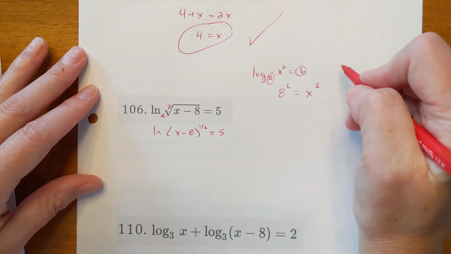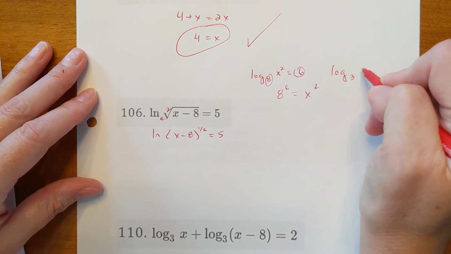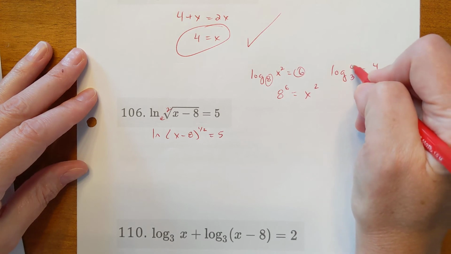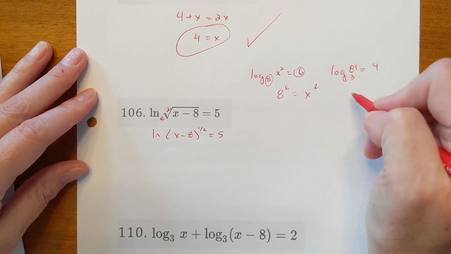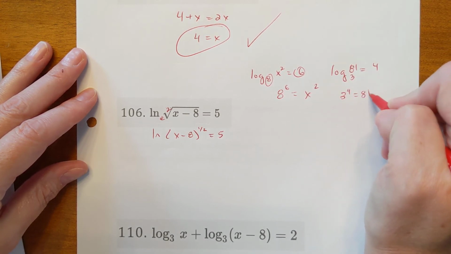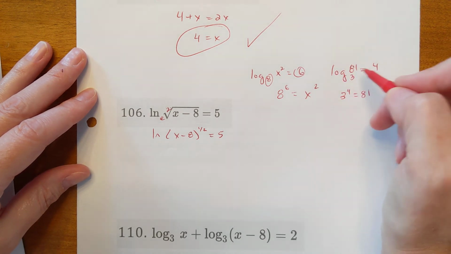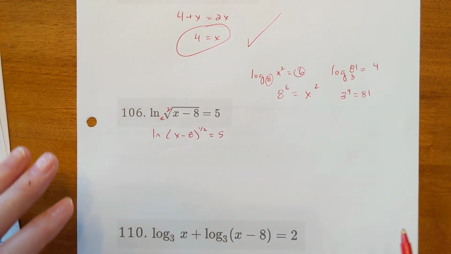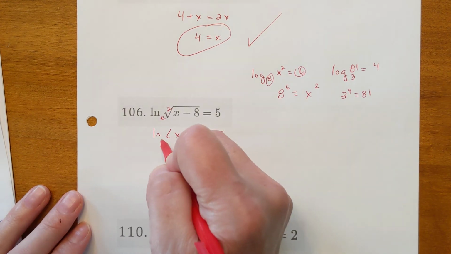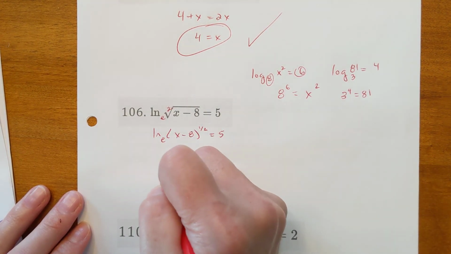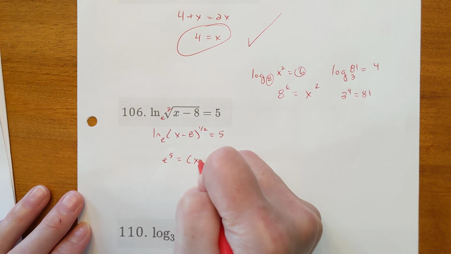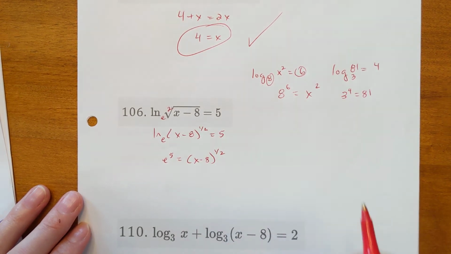Or let's do a different one. Maybe log base 3 of 81 equals 4. So writing that again as an exponent, it'd be 3 to the 4th equals 81. That's really sloppy. Sorry about that. So the same thing here. I'm going to rewrite this as an exponent. There's a little e there, so it makes that e to the 5th equals x minus 8 to the 1/2.